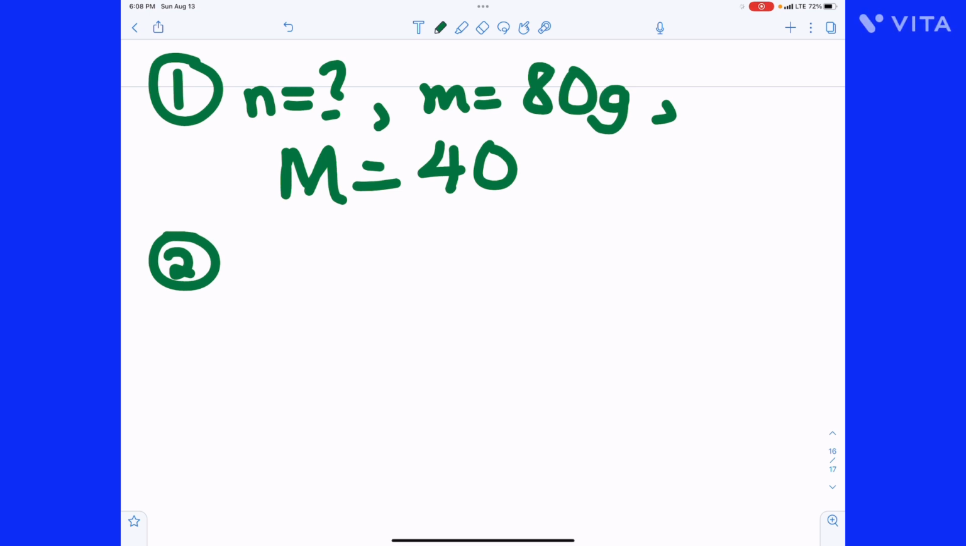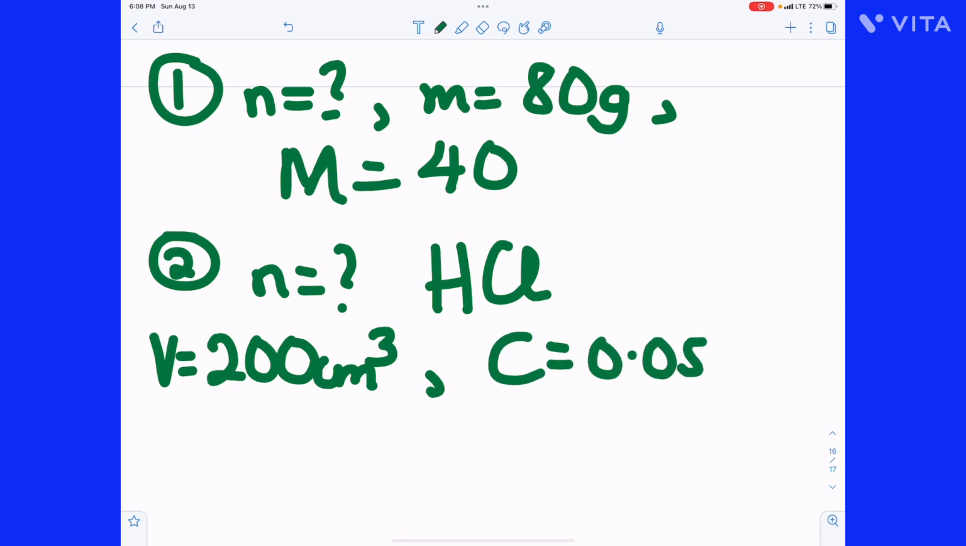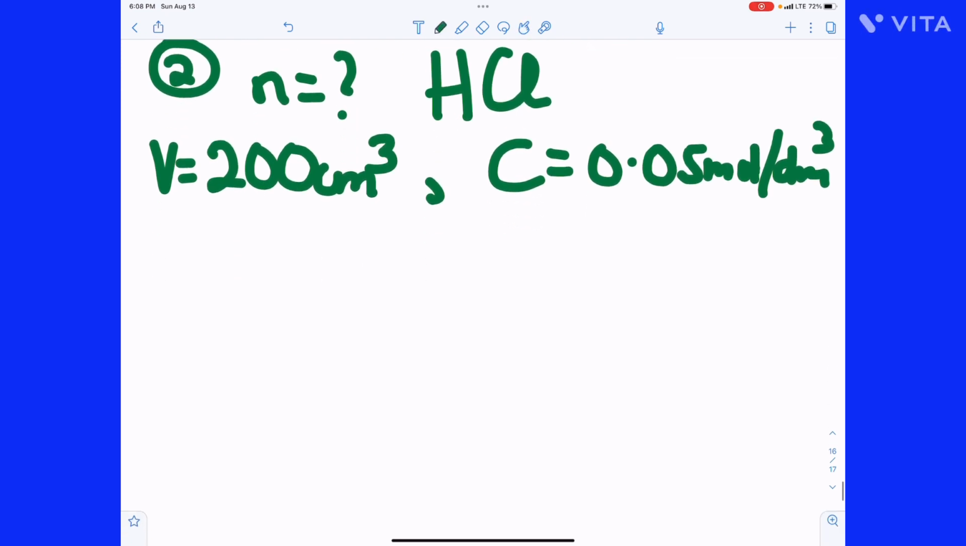Number 2. Calculate the number of moles of hydrochloric acid present in 200 cm cube of 0.05 moles per dm cube of its solution. So you can write out the questions in words if you have the time and you like.